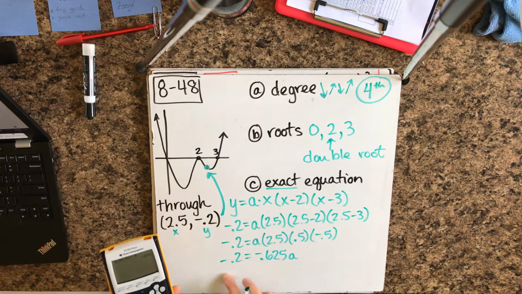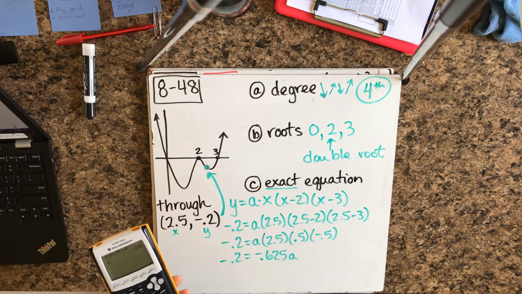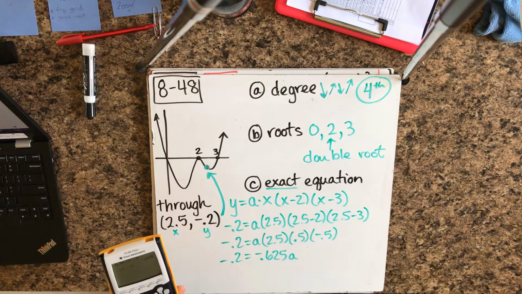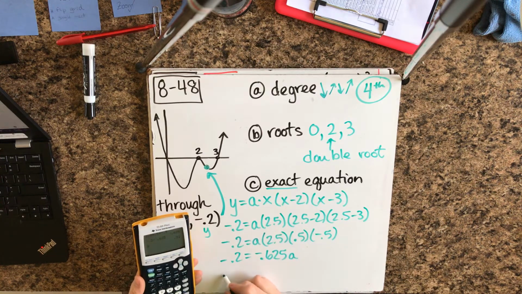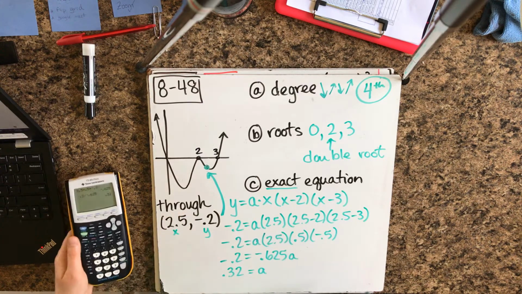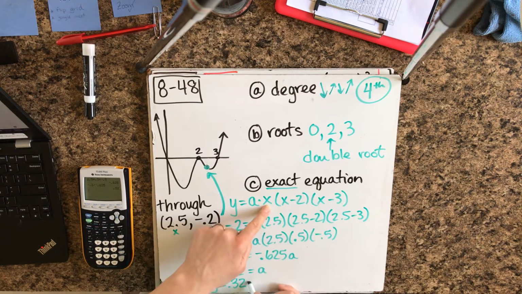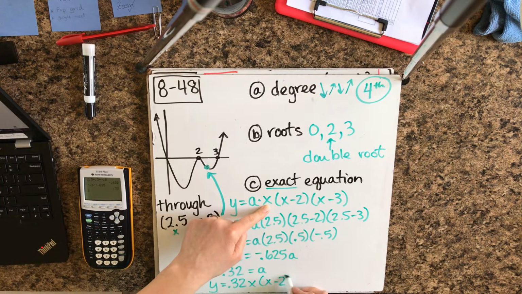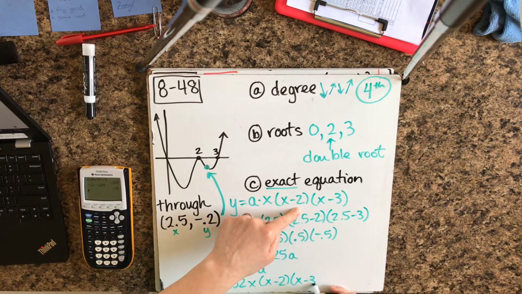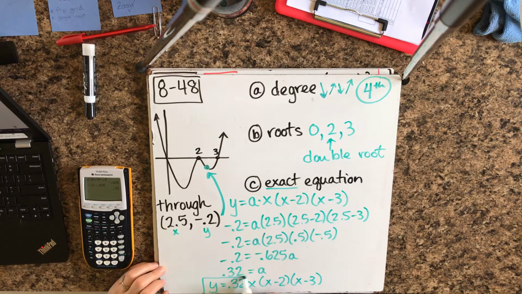I have to divide by negative 0.625 on both sides, and I'm going to get 0.32. So my a value is 0.32. So my final exact equation: y equals 0.32 x times x minus 2 times x minus 3. There's my final exact equation.